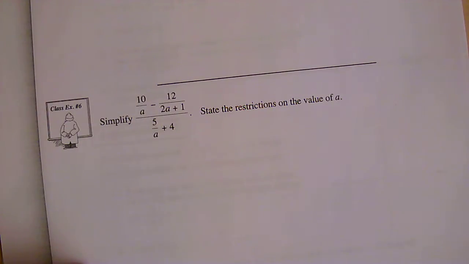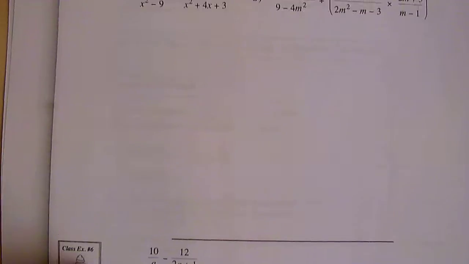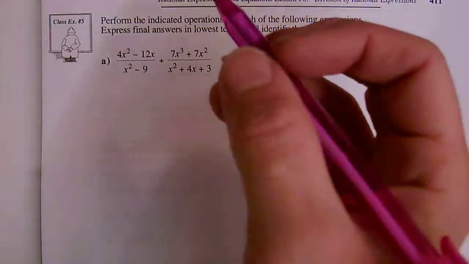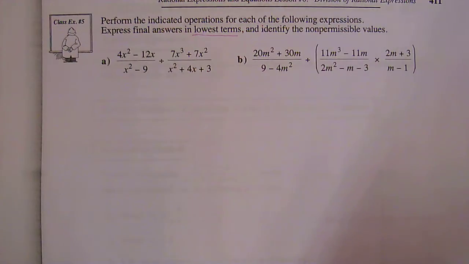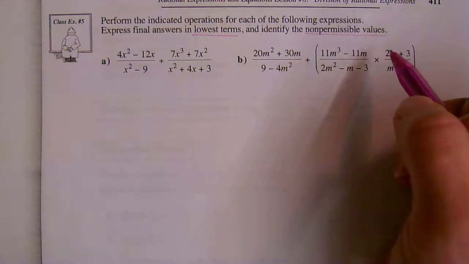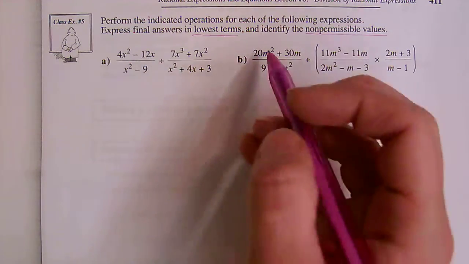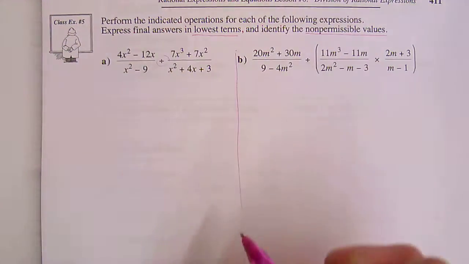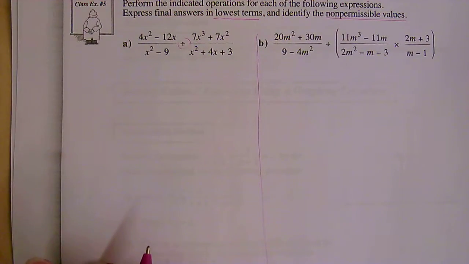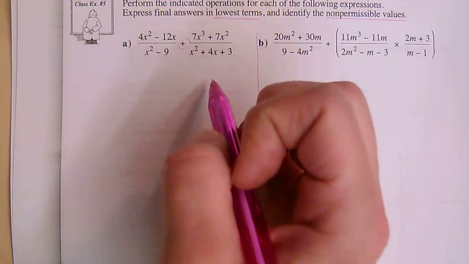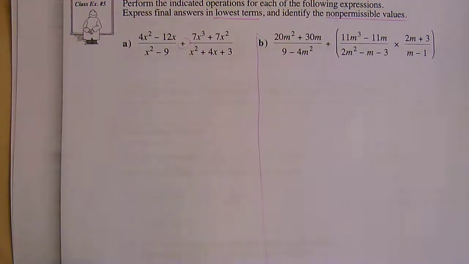All right. Two more examples. It says, perform the indicated operations for each of the following expressions. Express final answers in lowest terms, so that means simplifying, canceling out anything that needs canceling out, and of course identifying the NPVs. Obviously we are going to have to factor this, and of course we're going to have to flip and take the reciprocal. So for the first one, 4x squared minus 12x, I want you to work through the factoring as I work through it. Okay, and we'll meet up in a second.